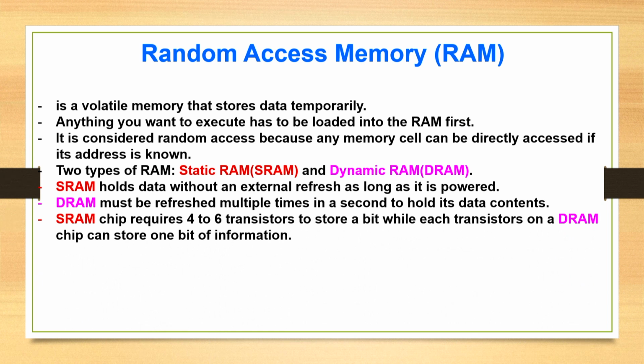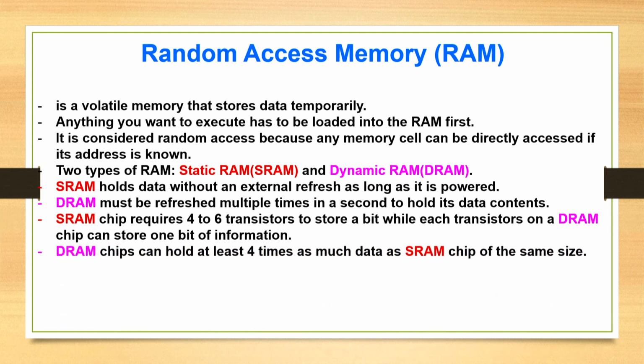SRAM chips require 4 to 6 transistors to store a bit, while each transistor on a DRAM chip can store 1 bit of information. Because of this, we can say DRAM chips can hold at least 4 times as much data as an SRAM chip of the same size.